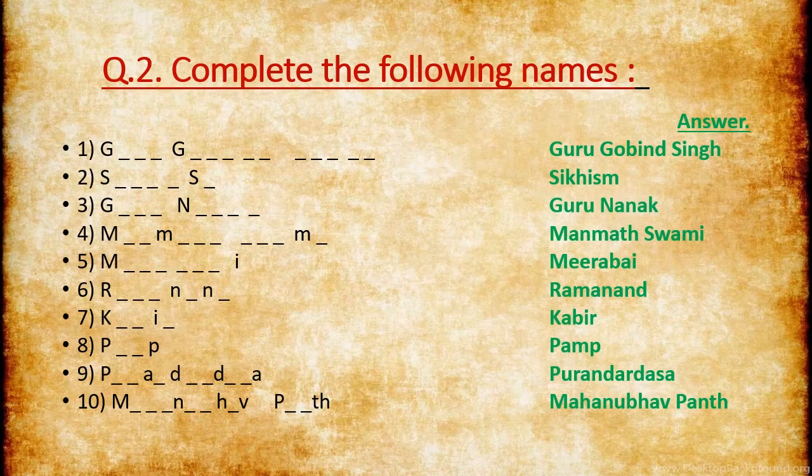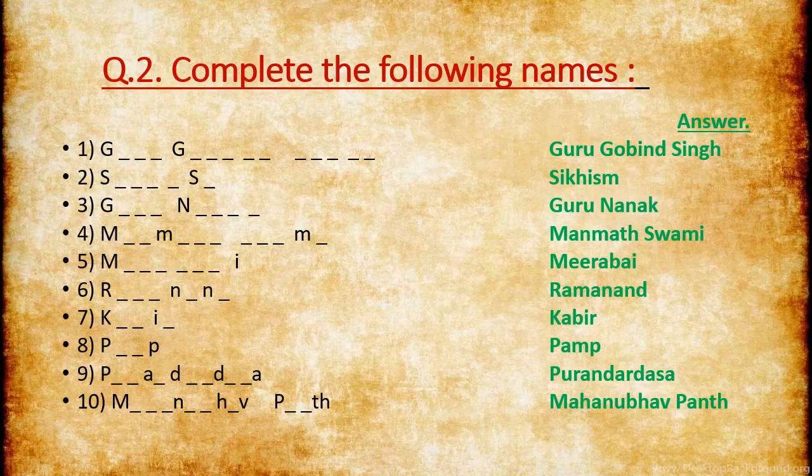G-O-B-I-N-D, Govind. And the next, they have not given any letter first, so you have to write it. There are 5 dashes there. So see in the answer column, what is the word there? It is S-I-N-G-H, Singh. So you have got the complete name. And what is the complete name?